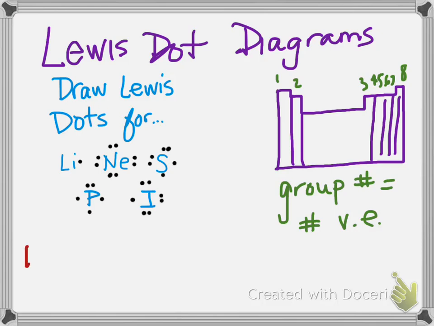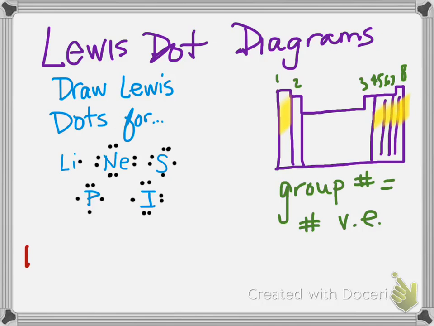Here are my answers. They came up a little bit fast there, but you should see that lithium is in the first group, so it has 1 valence electron. It's in this group. Neon is in the 8th group, so it has 8 valence electrons, or 4 pairs. Sulfur is in the 6th group, so it has 6 valence electrons. Phosphorus has 5, and iodine has 7.